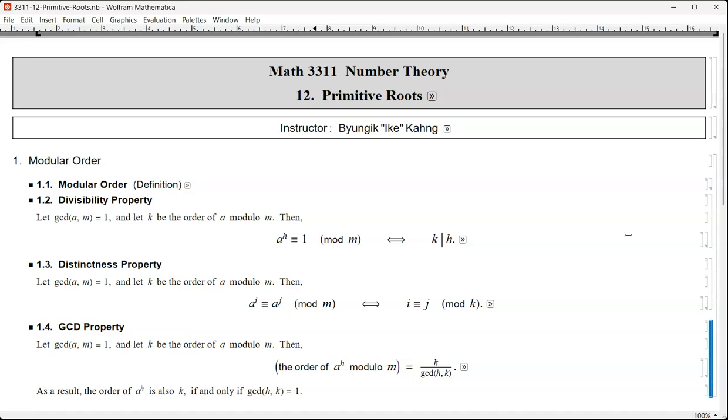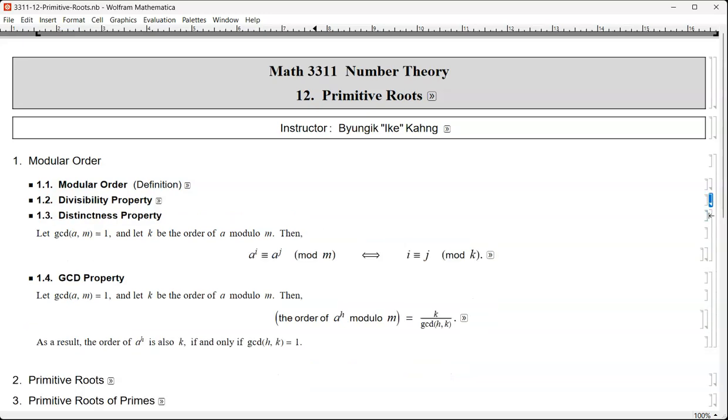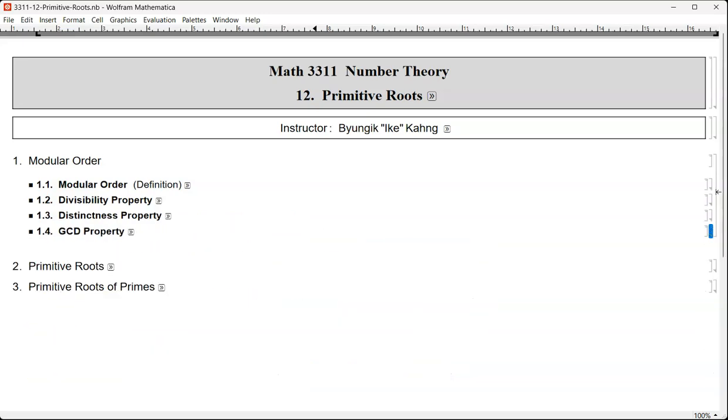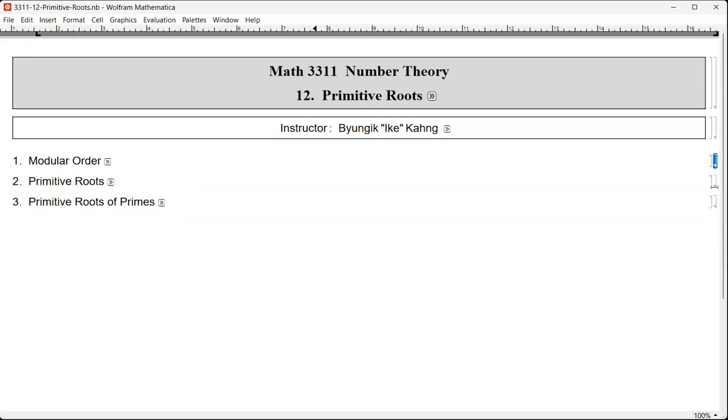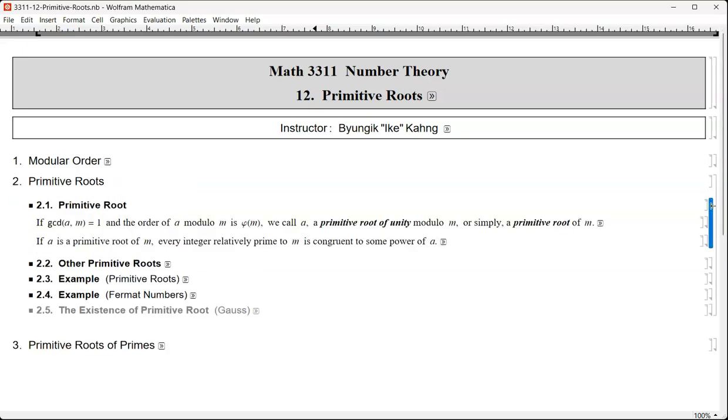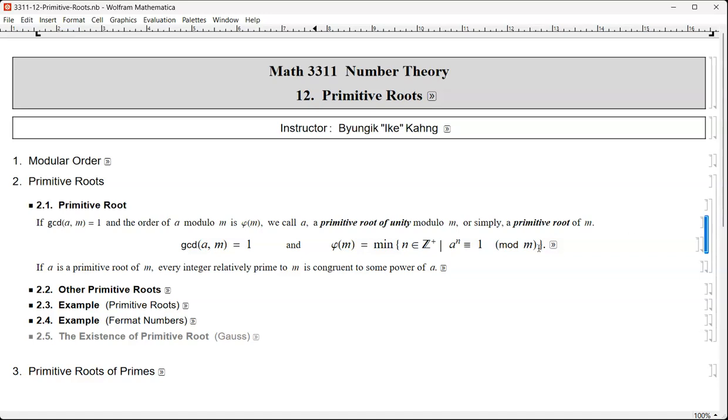Remember all those? You should. They're all important, including their proofs. So remember all those: 1.2, 1.3, and 1.4. We'll use all those. And then in section 2, we define the primitive root.